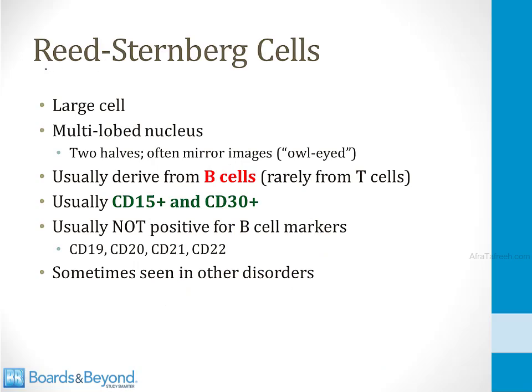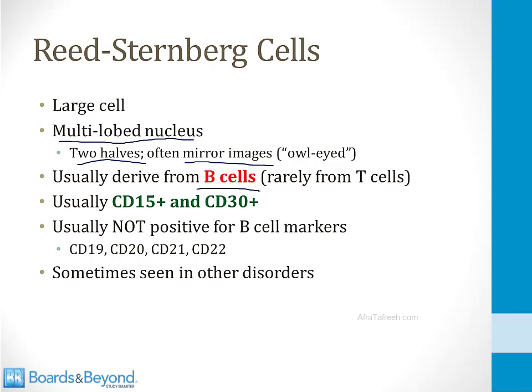So let's talk about Reed-Sternberg cells. These are the malignant cells that cause Hodgkin lymphoma. They're large cells with a very unique appearing multi-lobed nucleus. I'll show you a picture of one on the next slide. It has two halves that are often mirror images of one another. It's sometimes described as owl-eyed. Reed-Sternberg cells usually derive from B cells. Rarely they can come from T cells. And this fits with our definition of lymphoma being a malignancy of lymphocytes like B cells and T cells.